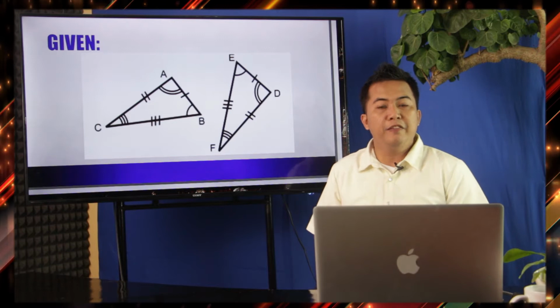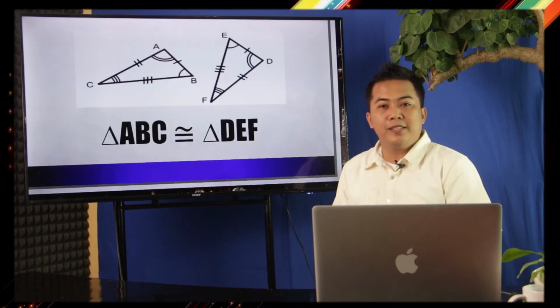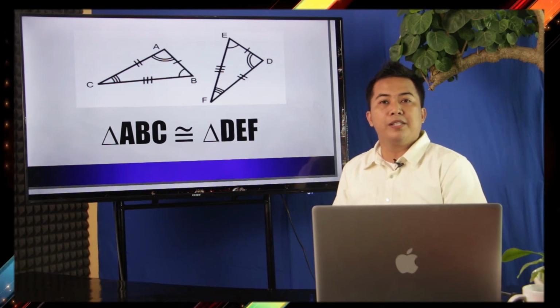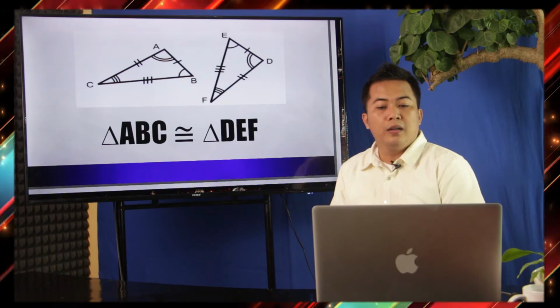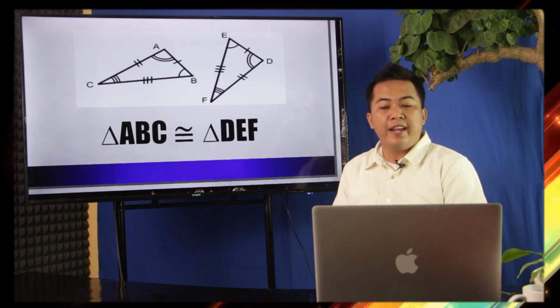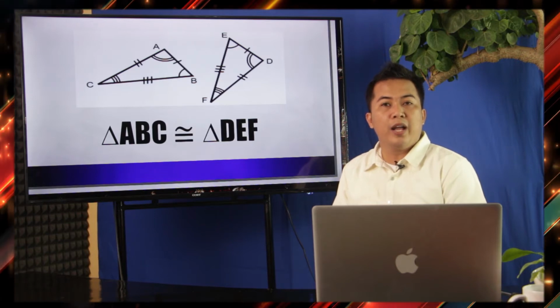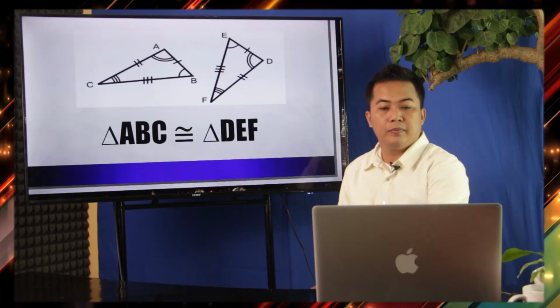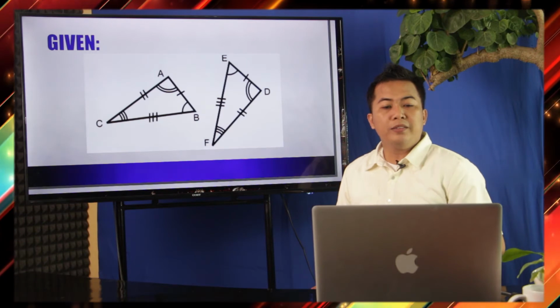Example, given the figure. In triangle congruence, you have to remember these symbols and what it stands for. This symbol, which read as triangle ABC, is congruent to triangle DEF. This is the symbol for congruency. And this is the symbol for triangle. Let's go back to the given figure.